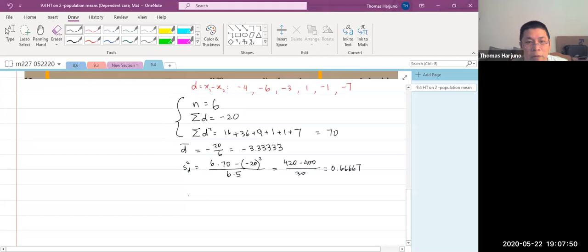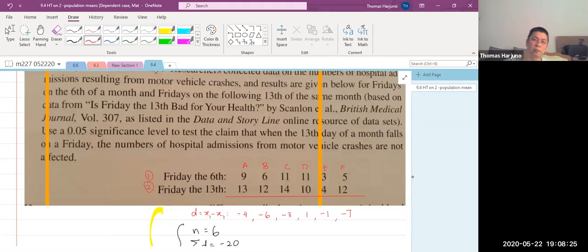So the standard deviation of the differences will be the square root of that, which is 0.8164965. Okay, so you see this is basically the setup. Okay, that's the setup. Now then, let's see.